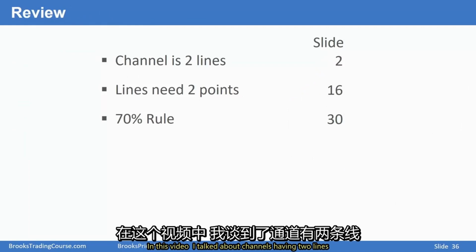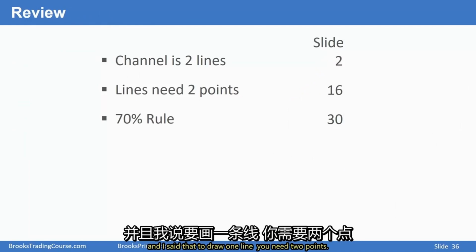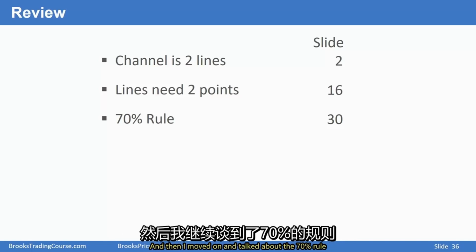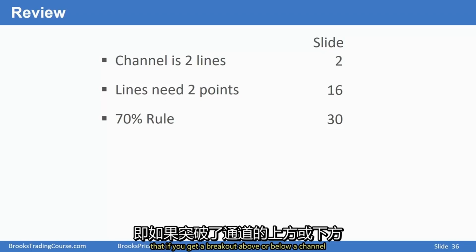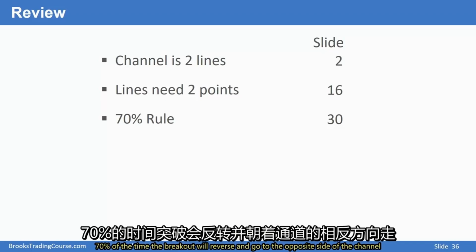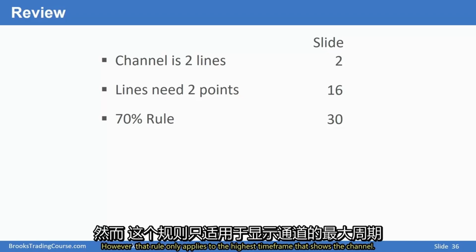In this video, I talked about channels having two lines, and I said that to draw one line, you need 2 points. And then I moved on and talked about the 70% rule, that if you get a breakout above or below a channel, 70% of the time, the breakout will reverse and go to the opposite side of the channel within about 5 bars.